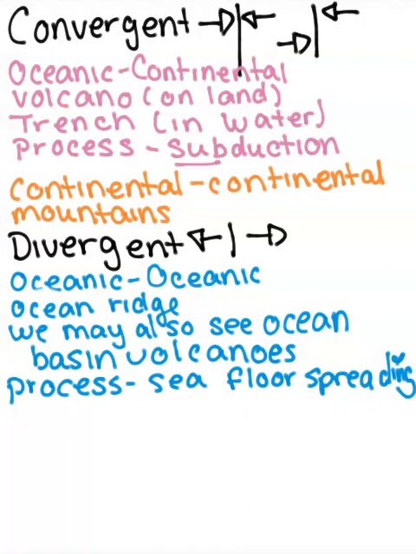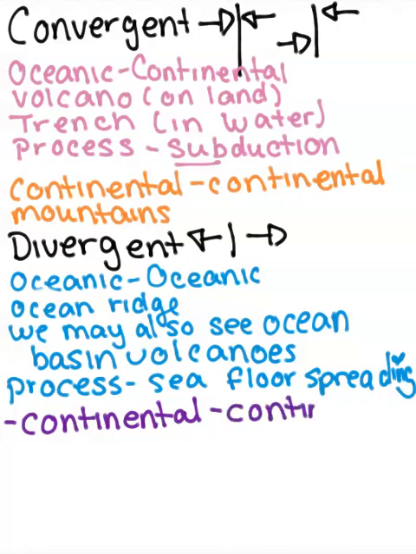The next type of divergent boundary that we have is continental. And with a continental divergent boundary, the land is going to separate and eventually it is going to break and cause a rift valley to form.